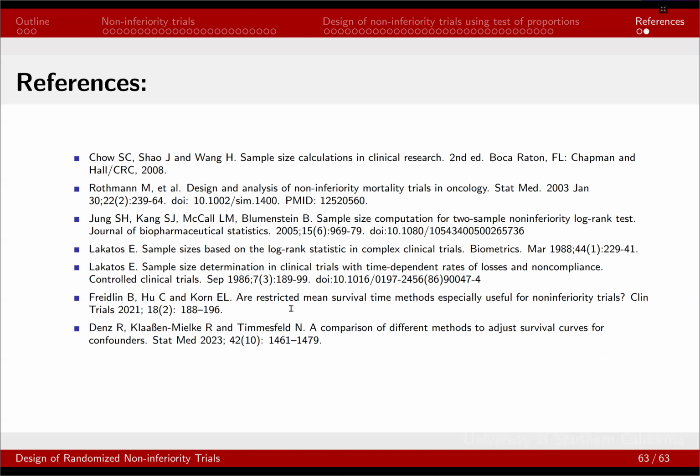Usually when we do a non-inferiority trial, the standard of care is well known, well established, well studied. So we should have a pretty precise estimate of the effect of the standard of care. But again, there's still some error in estimation. Some investigators propose to build a confidence interval of the effect of the standard of care and use the lower 95% confidence interval as the hazard ratio margin for the non-inferiority test.